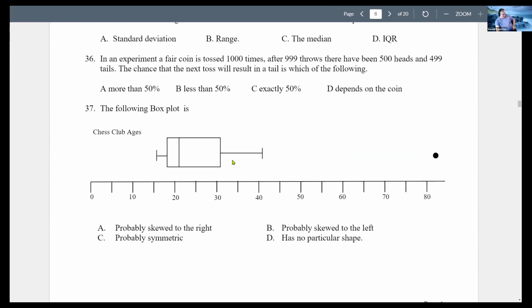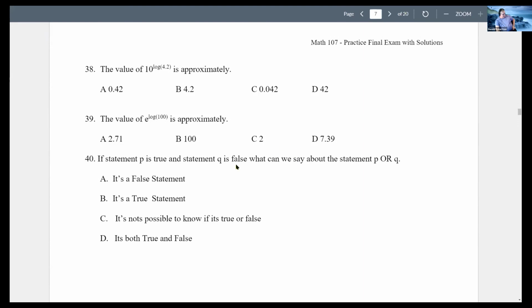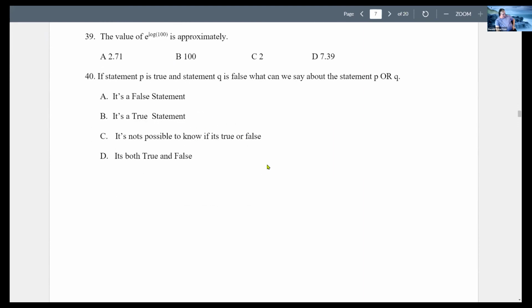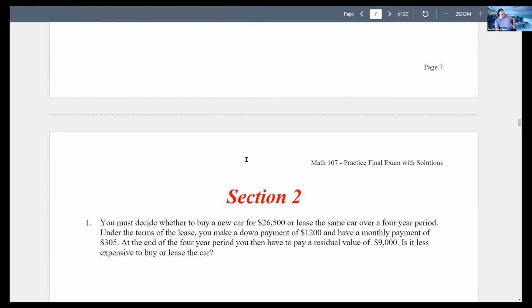Oh, there's a box plot. There's some log calculations. And here's just, it's not really a homework, it's not really a final question, but I like to throw things in sometimes just to get you thinking. If P is true and Q is false, what is P or Q? And you pick one of those. I wouldn't worry about that.